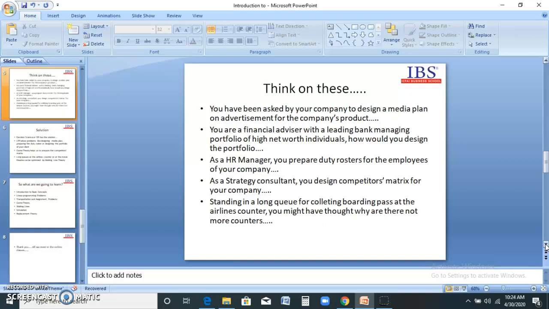Or as an HR manager, you have to prepare the duty rosters for the employees of your company. Or you have been recruited as a strategy consultant and you are designing the competitors matrix for your company. We can also assume that you are traveling for a business purpose and you are standing in a long queue for collecting boarding pass at the airline's counter. You might have thought, why are there not more counters?